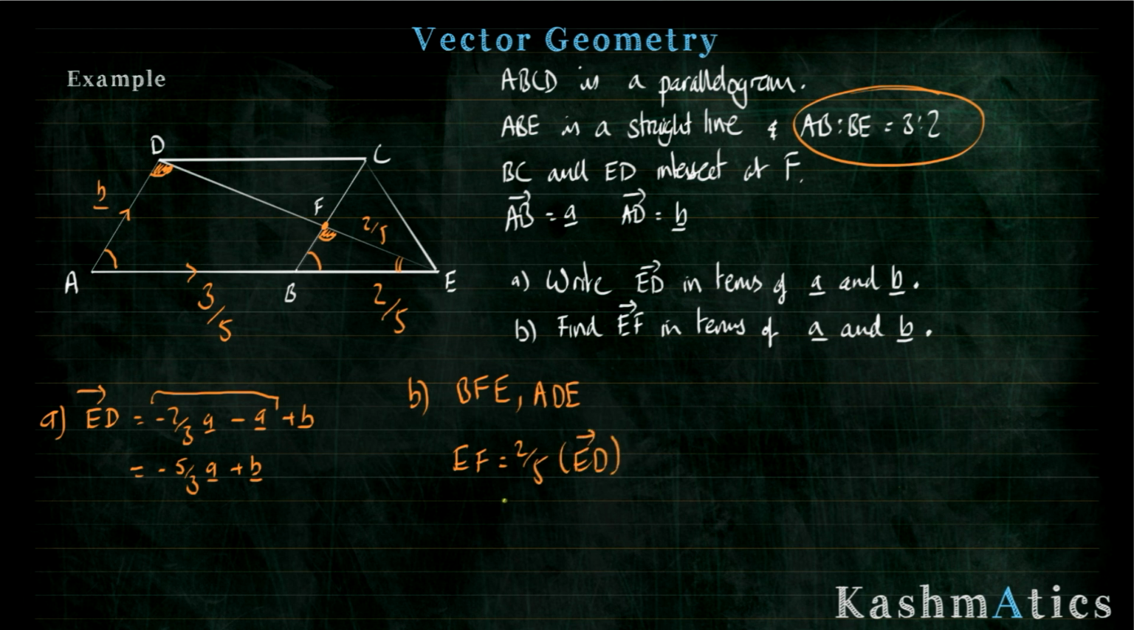Okay, remember the word 'of' means to times, so that would be 2/5 of minus 5/3 A plus B, which makes minus 10/15 A plus 2/5 B, which altogether gives me minus 2/3 A plus 2/5 B. And if you managed to get that answer without having to look at my solution, then that is absolutely brilliant, because it actually is quite a tricky question.